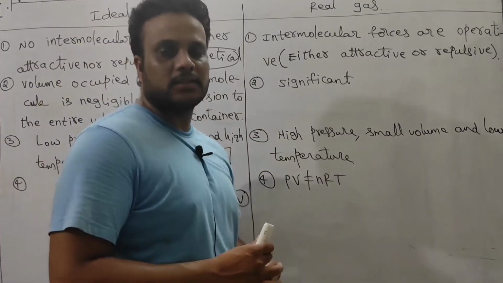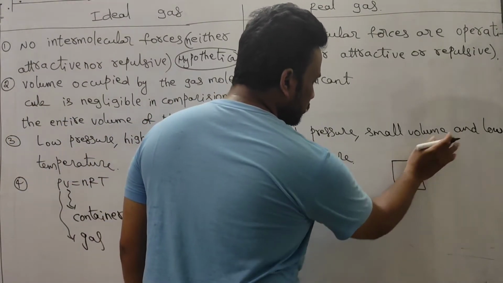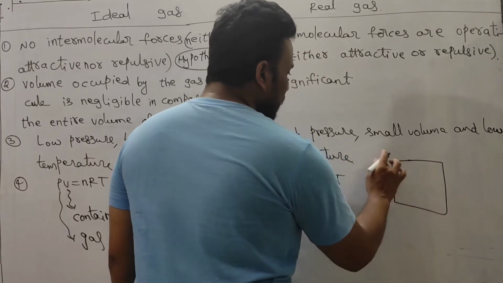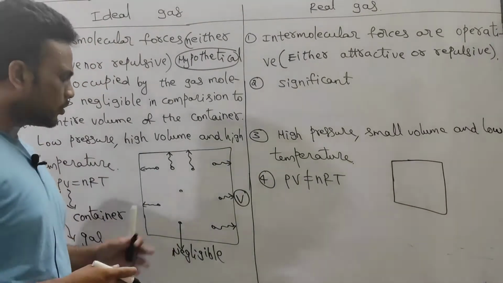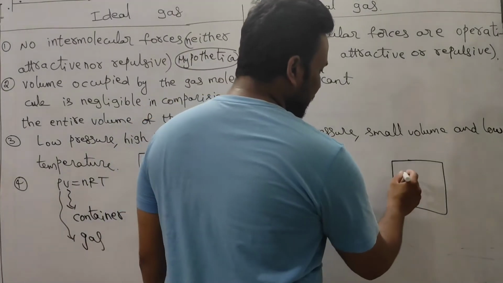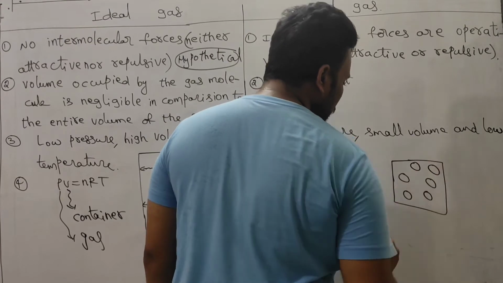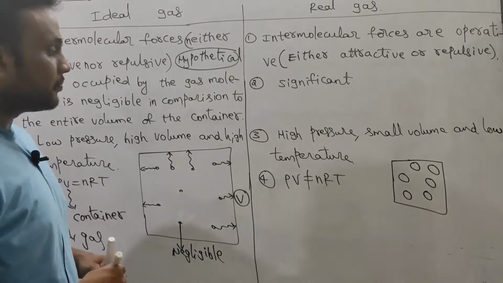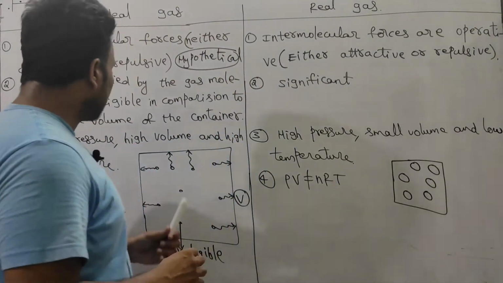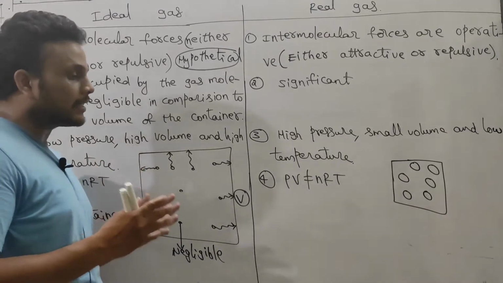Now, for real gas, the volume occupied by gas molecules is significant in comparison to the entire volume of the container. You see the chief difference between ideal gas and real gas. I have taken nitrogen gas, suppose in a big container and a small container. In the small container, the volume occupied by a single molecule is not negligible, that is significant, that is considerable.